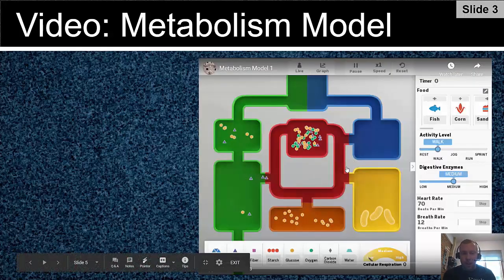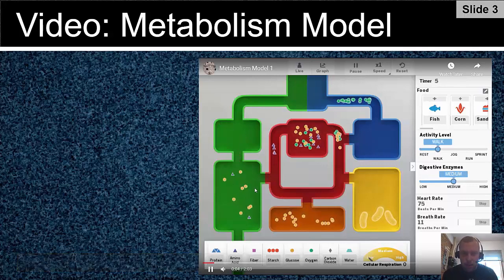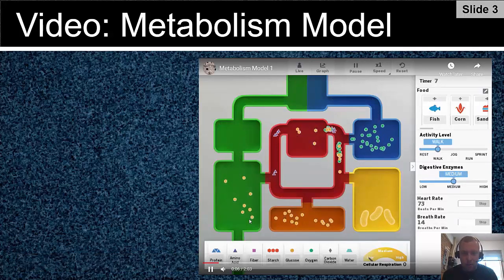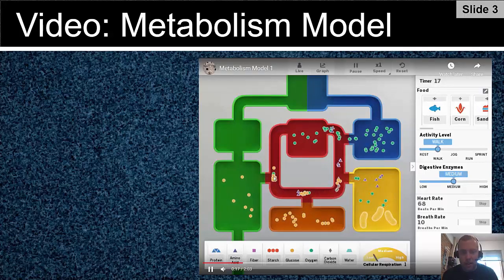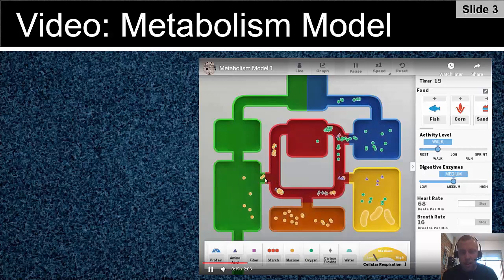So if you'll notice in this video, this green thing is the digestive system. You'll notice that we have glucose here, and that's what was produced from the starch that's going into your system. And the digestive system, remember, through the villi in your small intestine, allows a lot of these things like glucose to enter your bloodstream. And there they all went. They all went into the villi, into your bloodstream.